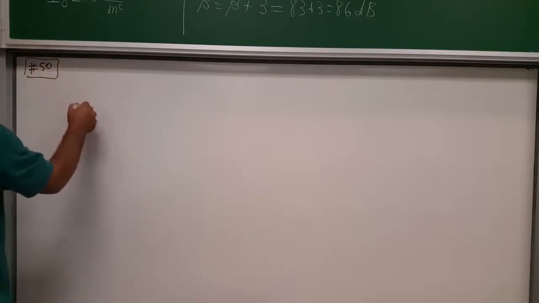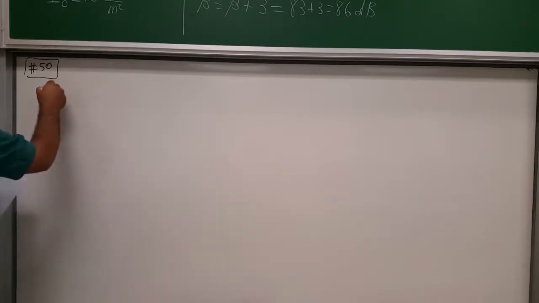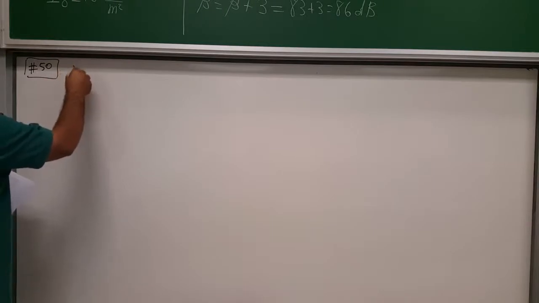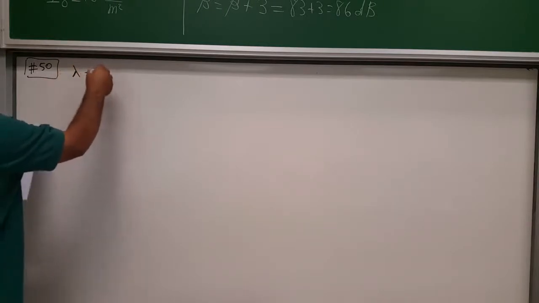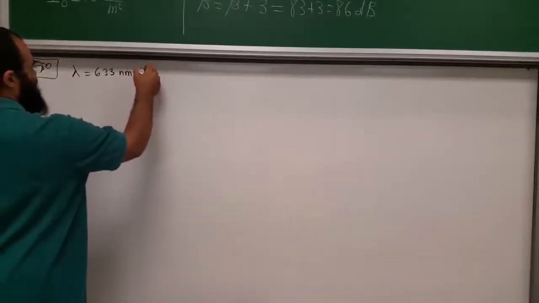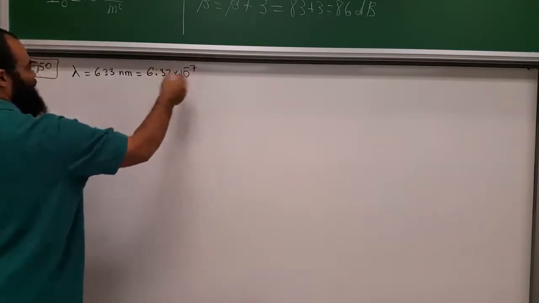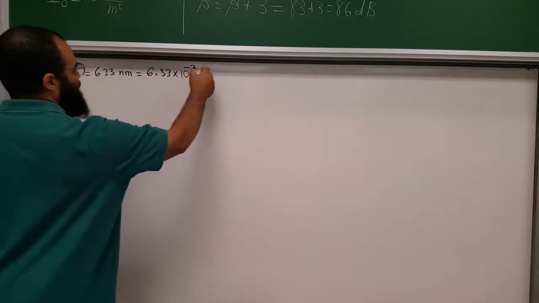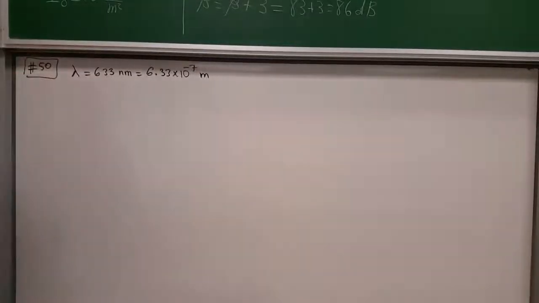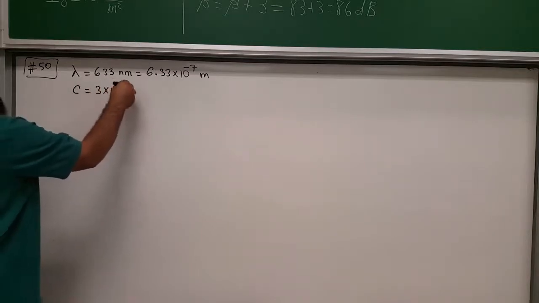So here is the laser, and it's traveling through a medium. We were given lambda in vacuum is 633 nanometers, which is, by the way, nanometer means times 10 to the minus 9. So this is 6.33 times 10 to the minus 7. 633 times 10 to the minus 9 is 6.33 times 10 to the minus 7 meters. That's the wavelength. And the speed of light in vacuum is 3 times 10 to the 8 meters per second.